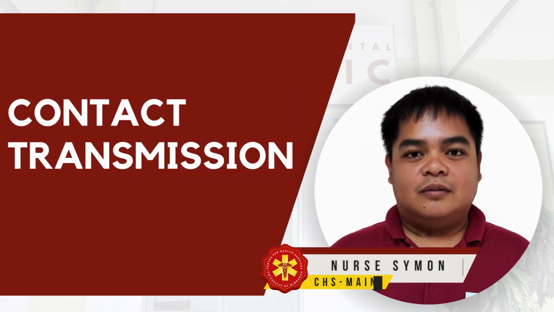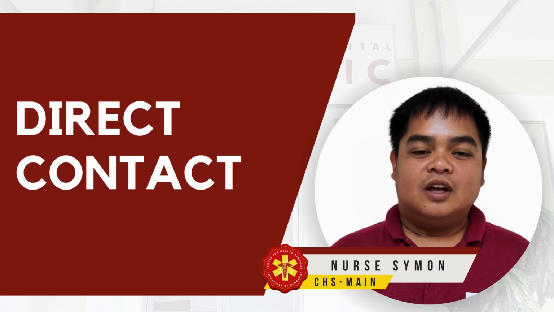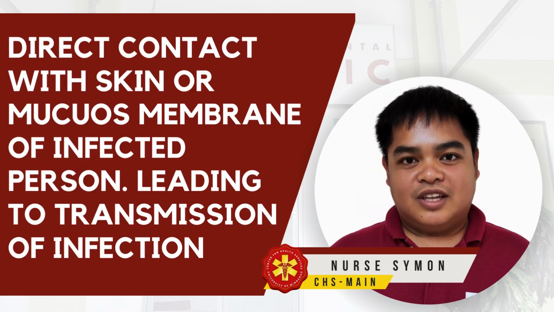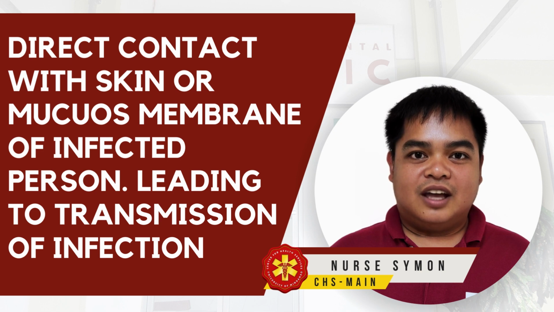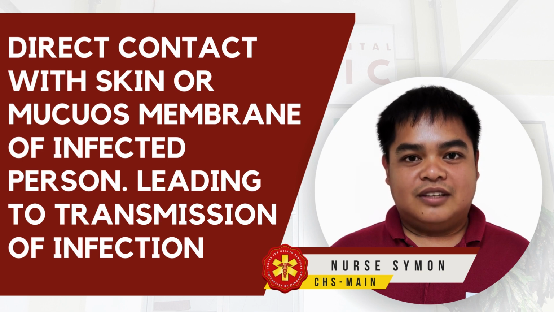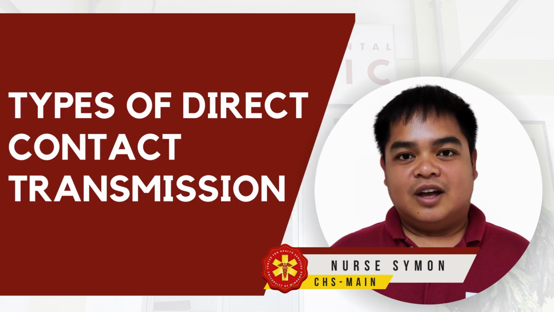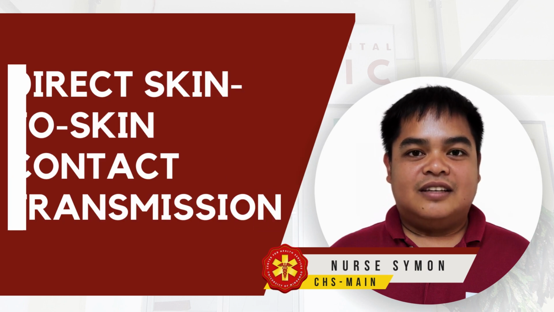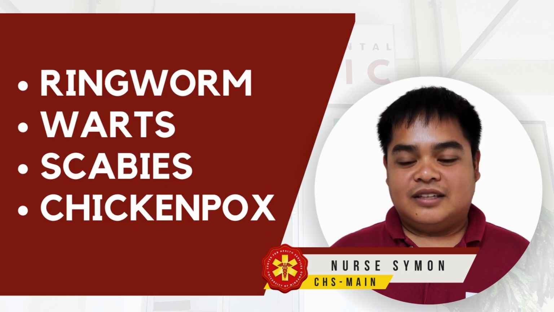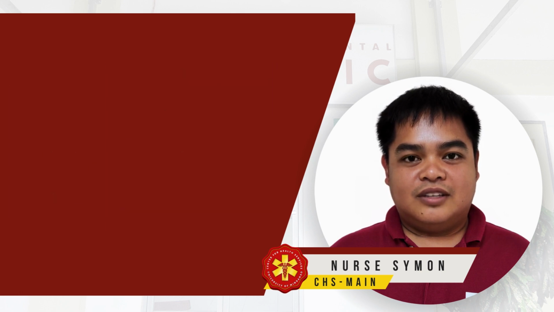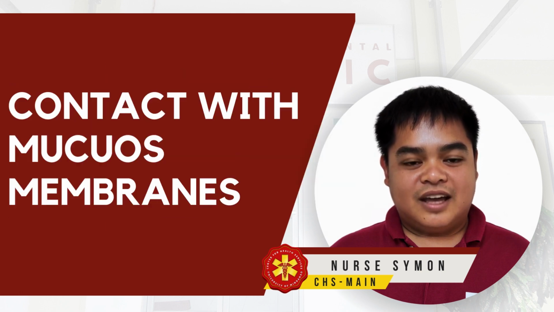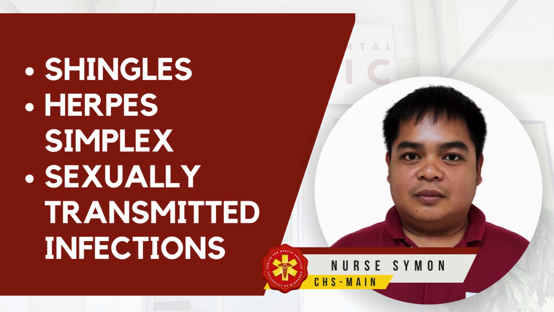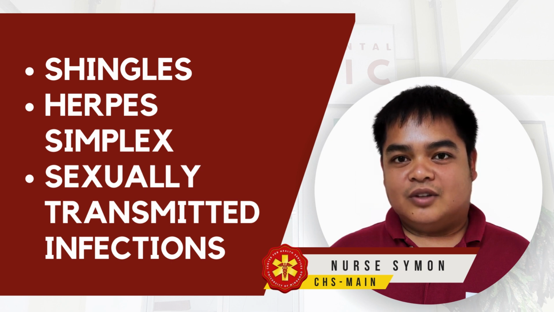Contact transmission. First is direct contact. Direct contact transmission occurs when the skin, mucous membranes or any discharges of an infected person come into direct contact with the skin or mucous membranes of an uninfected person, leading to the transmission of the infection. Types of direct contact transmission. Number 1 is direct skin-to-skin contact. Example, ringworm, warts, scabies, and chickenpox. Number 2 is contact with mucous membranes. Example, shingles, herpes simplex, and sexually transmitted infections.